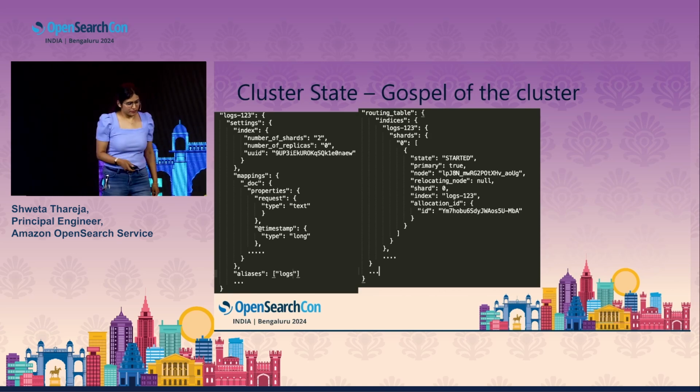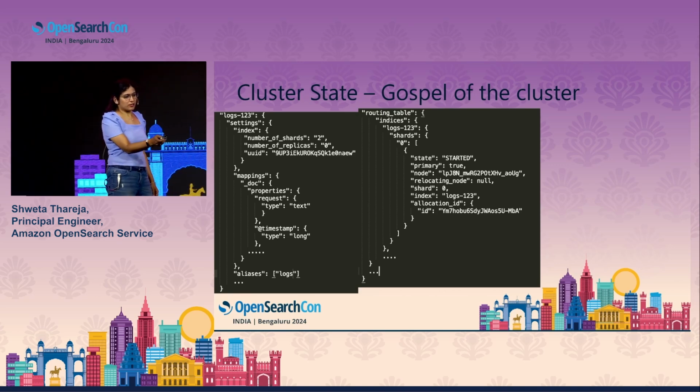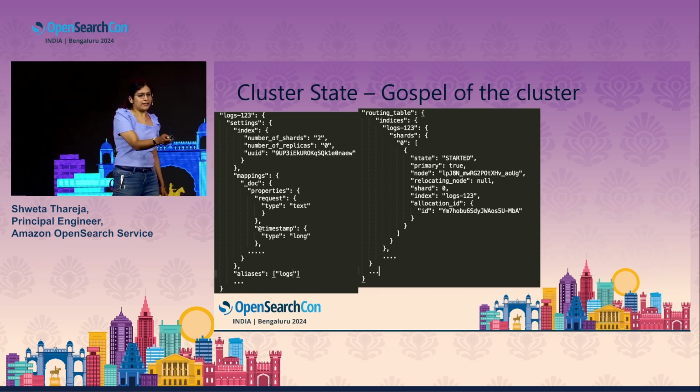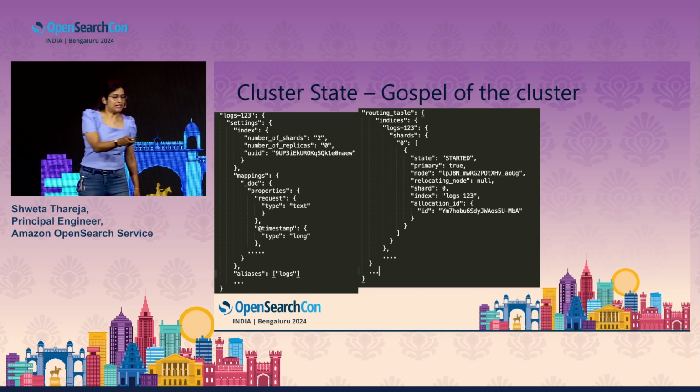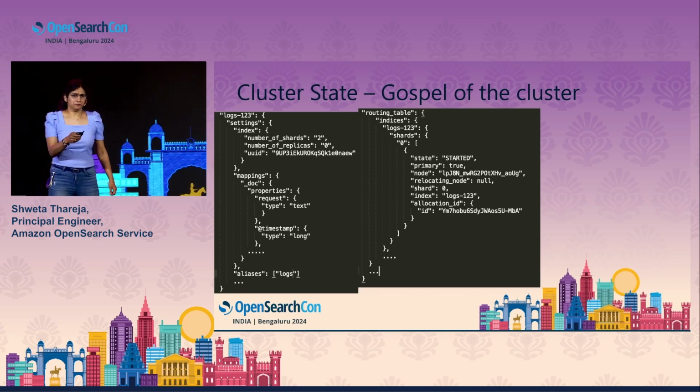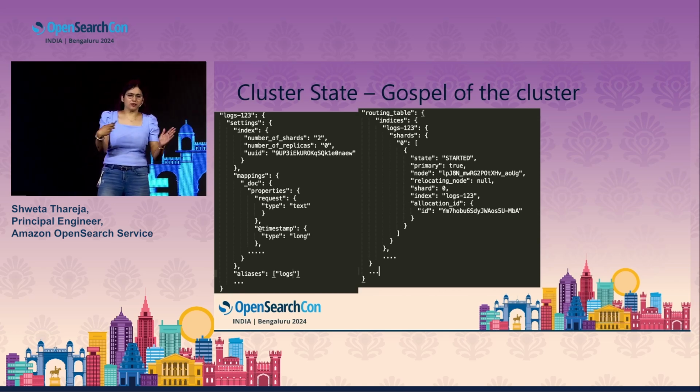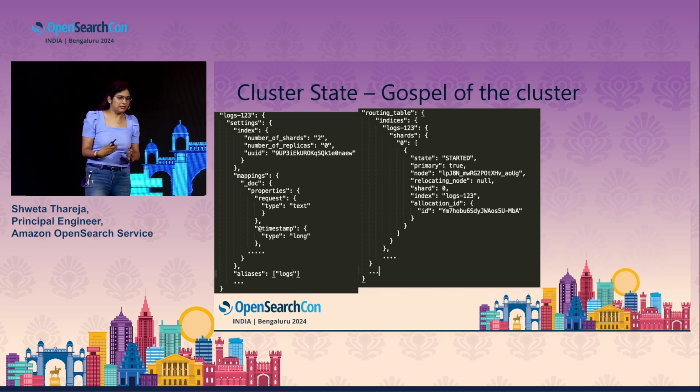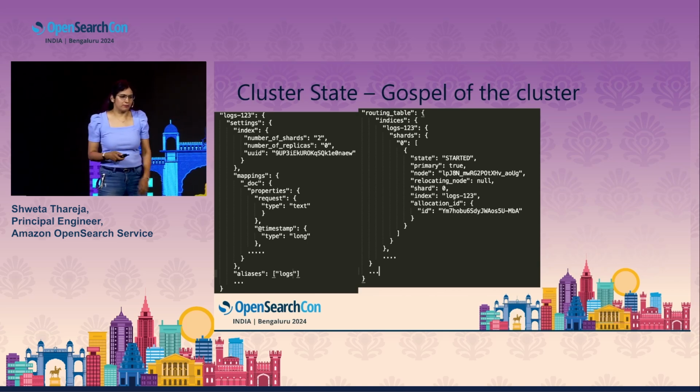So if you look at the screen, it'll say, okay, there's a shard for that index, and for shard 0, it is assigned to a node ID. And which node ID, right? So essentially think of it like a map. You have the key as a shard ID and the value as the node.